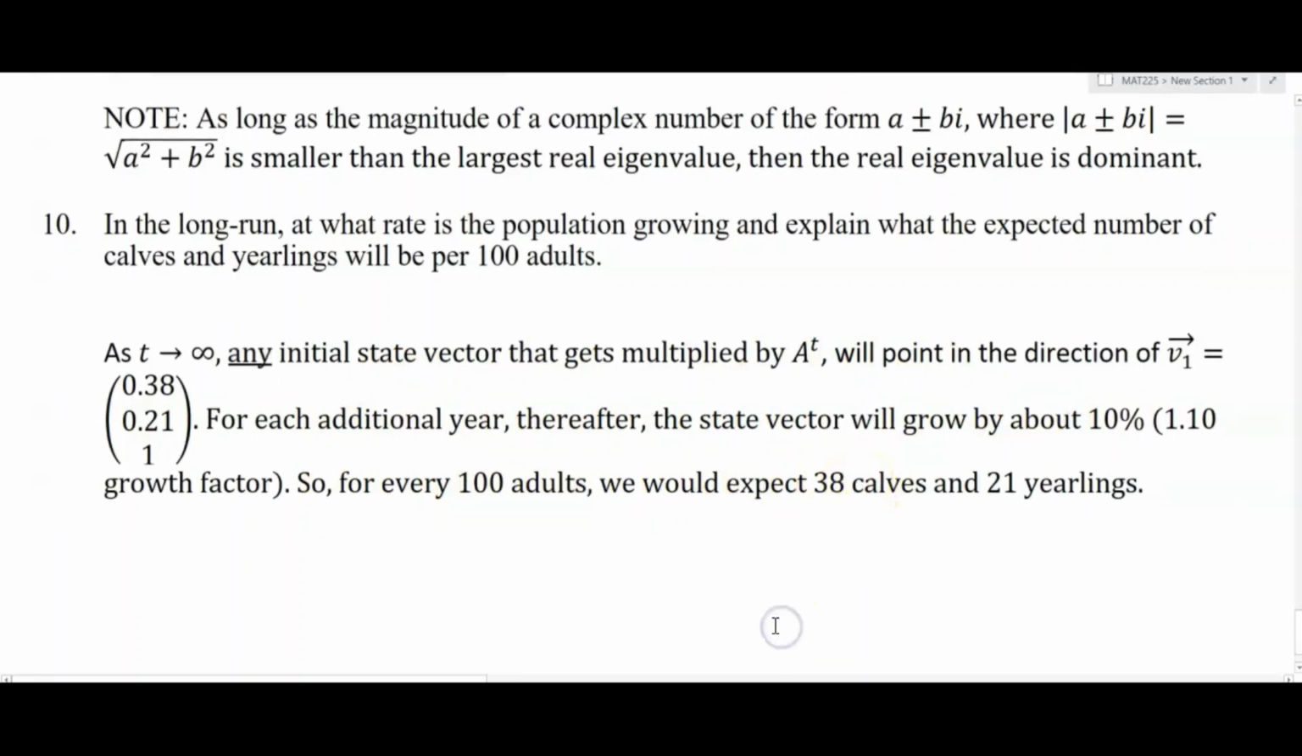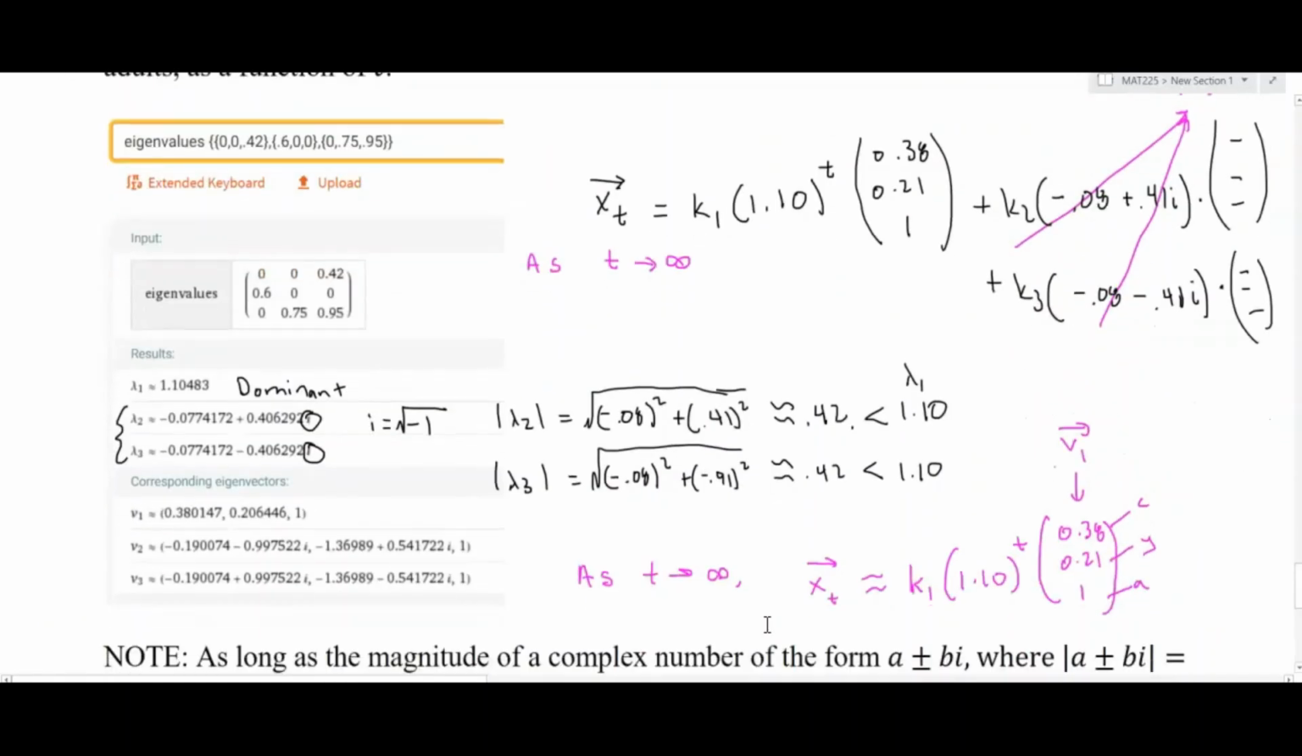And so that concludes us working with this. Again, all we really need to look at is the dominant eigenvalue and the corresponding eigenvector, and that will tell us what's going to happen in the long run.